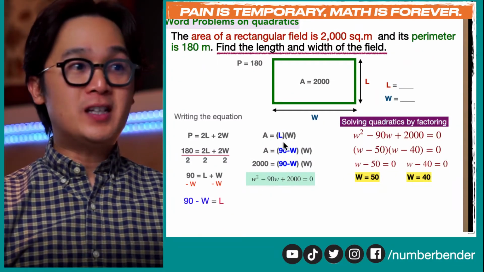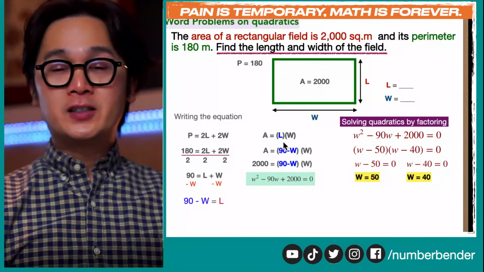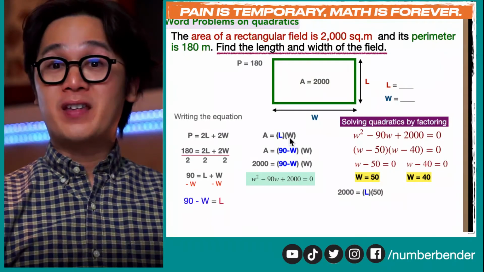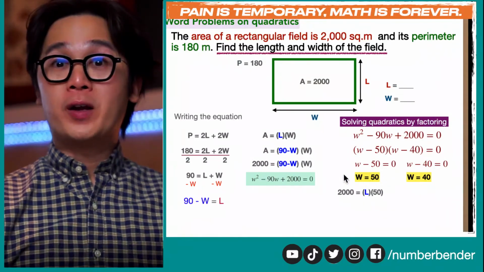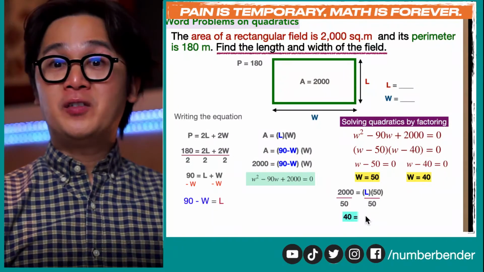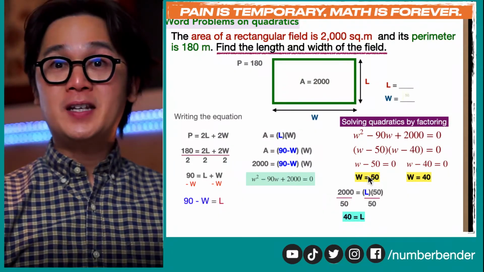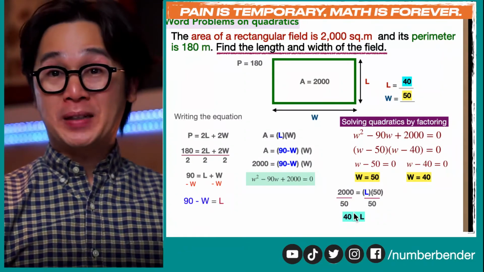You can also use this to find the value of your second L. So I'll use this instead. So if I'm going to use the formula for the area, which is 2,000 equals length times 50, when W is 50, by dividing both sides by 50, I will find my value of L. So if the width is 50, my length is going to be 40 meters.